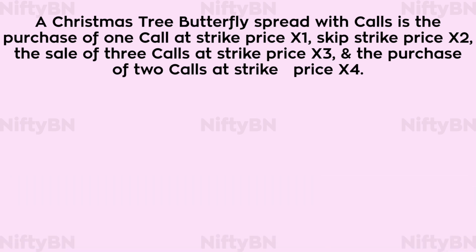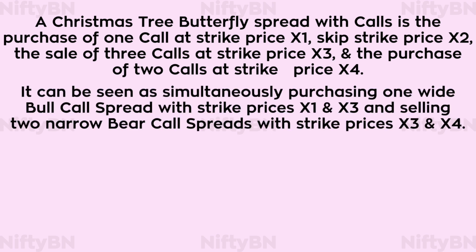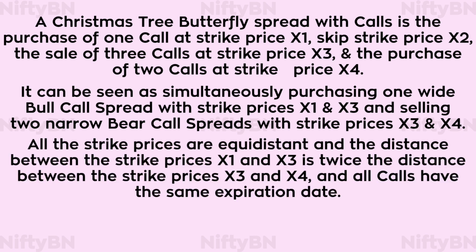A Christmas tree butterfly spread with calls is the purchase of one call at strike price x1, skip strike price x2, the sale of three calls at strike price x3, and the purchase of two calls at strike price x4. It can be seen as simultaneously purchasing one wide bull call spread with strike prices x1 and x3 and selling two narrow bear call spreads with strike prices x3 and x4. All the strike prices are equidistant, and the distance between the strike prices x1 and x3 is twice the distance between the strike prices x3 and x4. And all calls have the same expiration date.